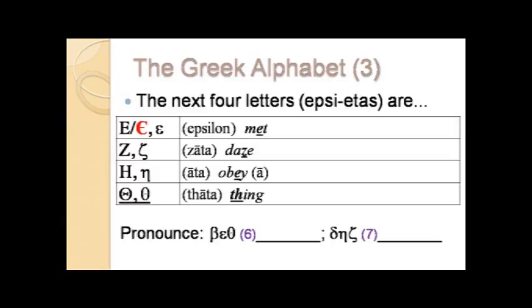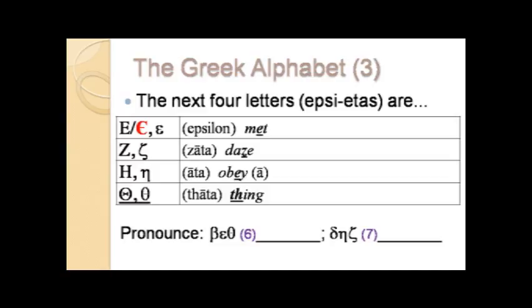Alright, the next four letters I call the epsiatas, and they have some related endings in the way that you say them. The first one is kind of different. It's epsilon, and it sounds like the E in met. Epsilon.